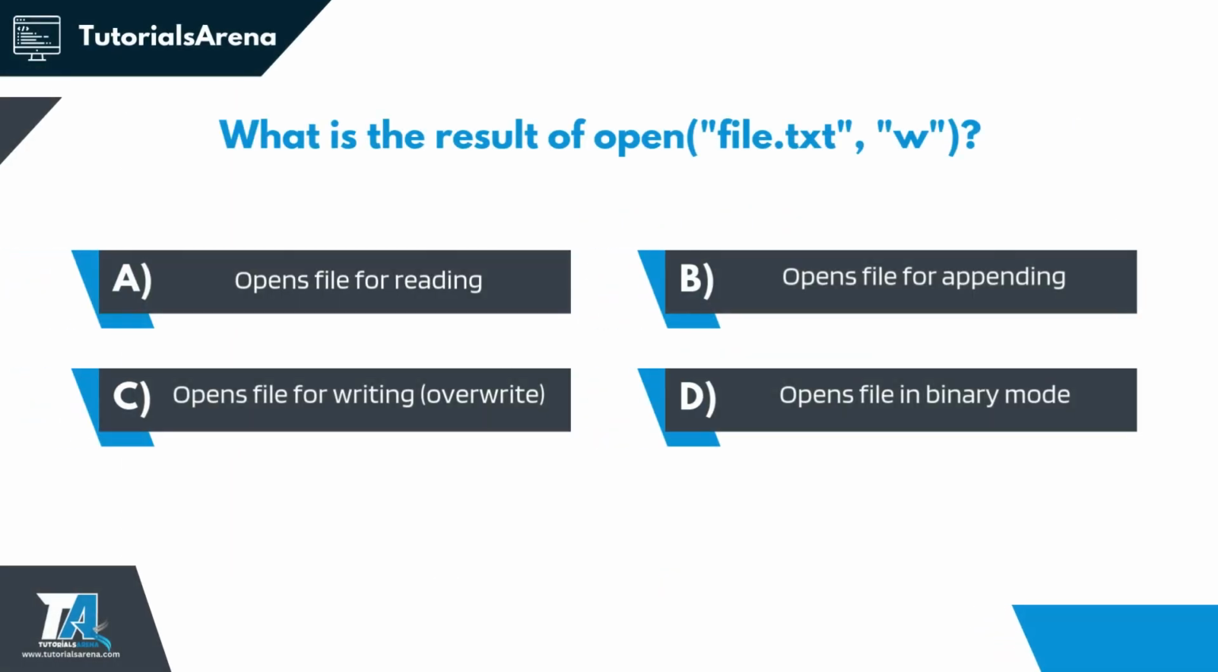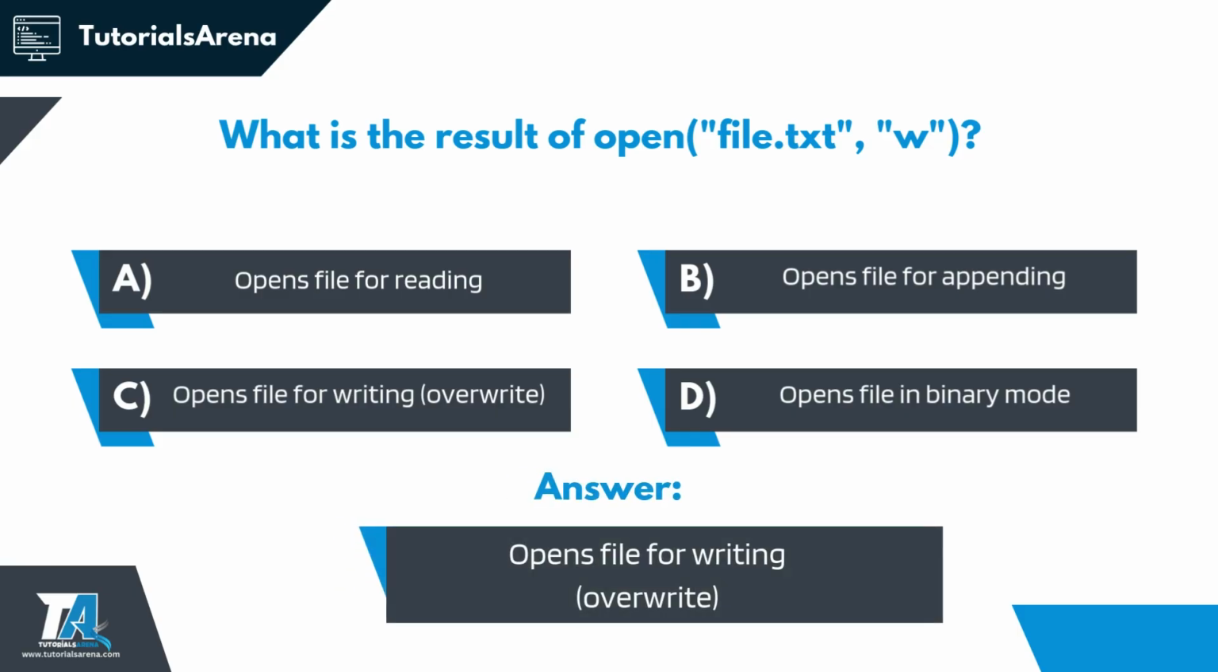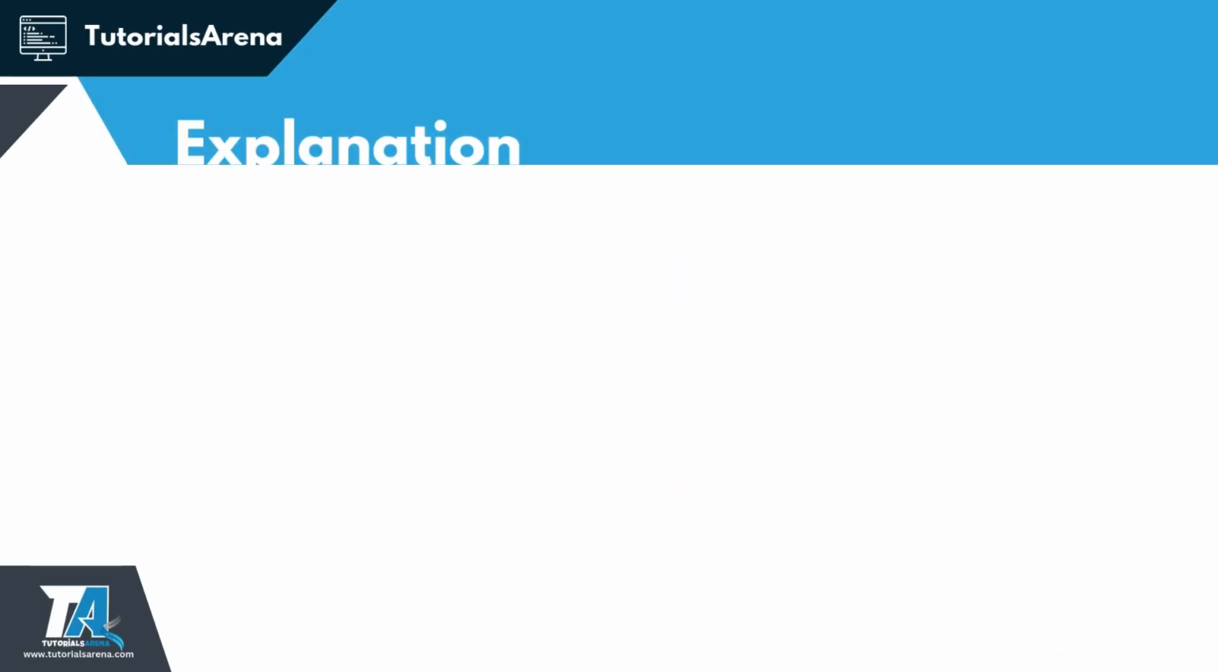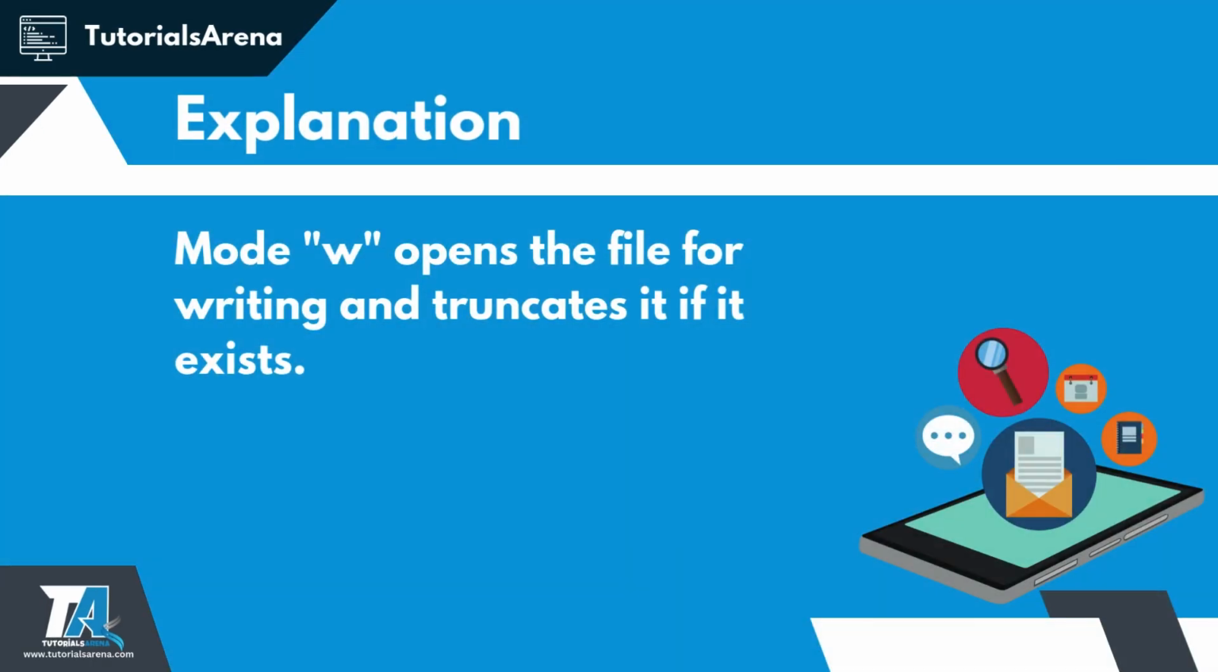What will be the result of this expression? The correct option is option C, opens file for writing, overwrite. Mode W opens the file for writing and truncates it if it exists.